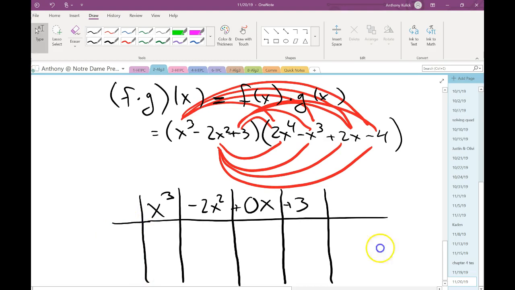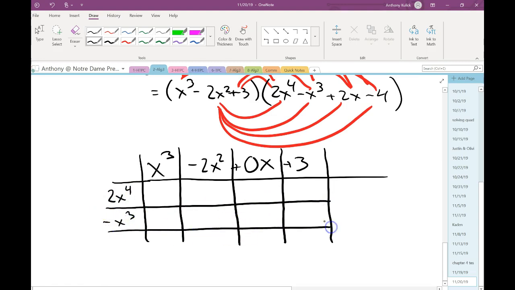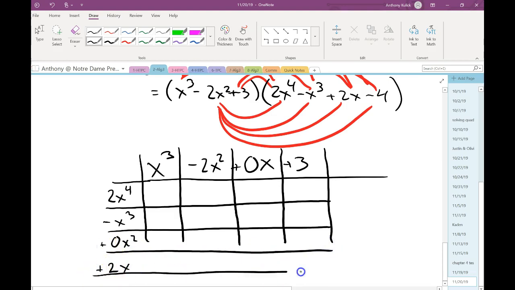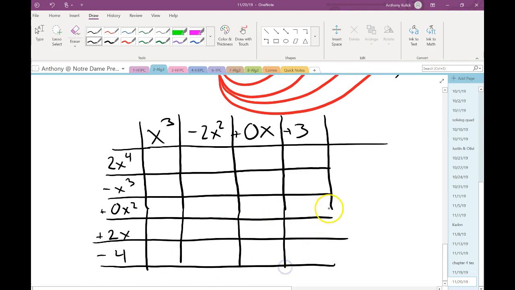Now I'm going to use the other polynomial for the height. So I have 2x to the fourth minus x to the third. And then, just like before, I'm going to do a 0x squared. Then I'll have my plus 2x, and then a minus 4. Everybody okay with the grid that I've made here?